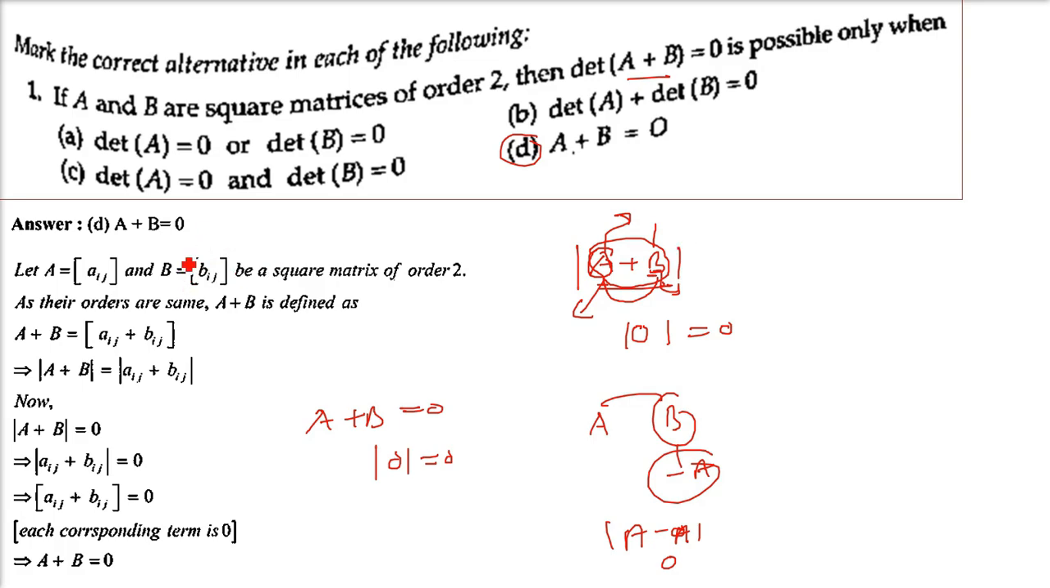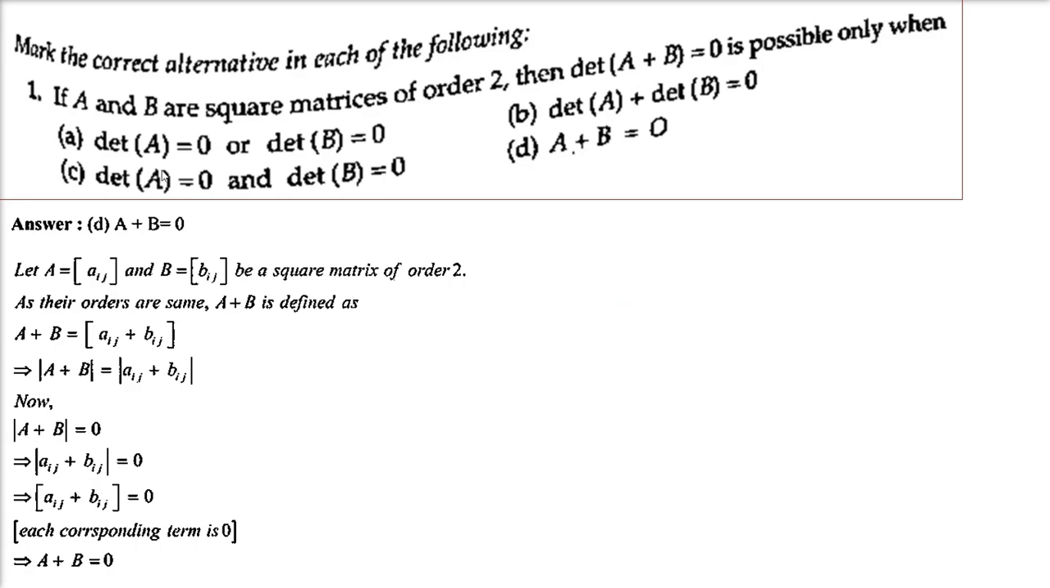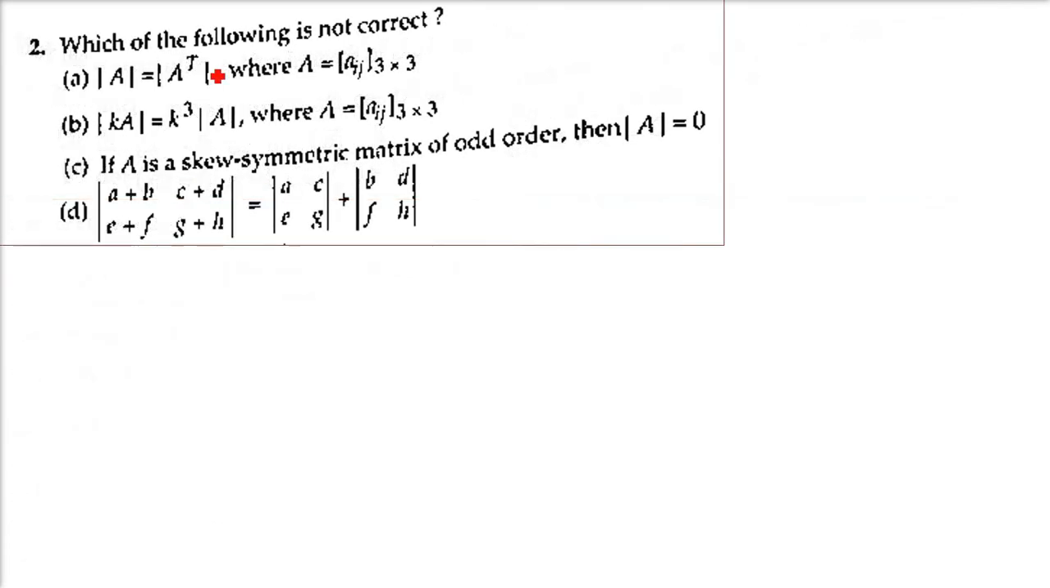Now you can understand it like this also. You can have A and B different square matrices of order 2, and when you add these and then take the determinant, and if the determinant is 0, that means Aij plus Bij equals 0. Addition of each element has to be 0.